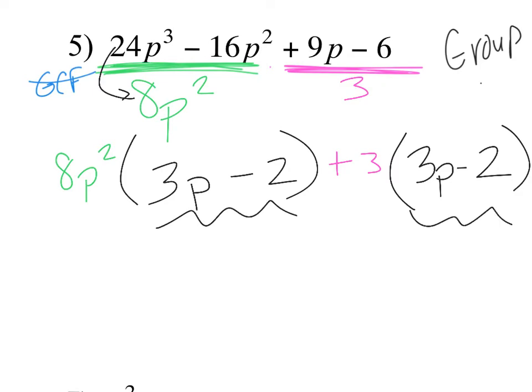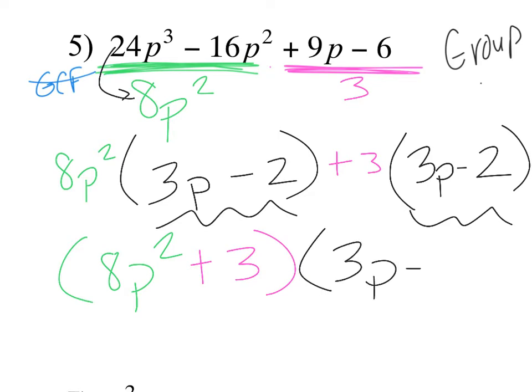So do you remember what you do once you get to that binomial in common? You'd rewrite it as 8p squared plus 3 in parentheses. Yep. And then 3p minus 2 in parentheses. Yes, ma'am. That's exactly what you do. So you factor out that common binomial, so it comes out, and then the leftover, the 8p squared and the plus 3, becomes the other binomial.